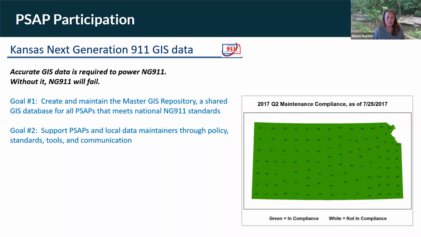One of the first things we did was create the NG911 GIS committee, which has local participation in it as well. As we were creating these standards and policies, we wanted to make sure it wasn't just us telling them what to do. We needed their input and to understand any challenges that might be on their end. So local participation from the very beginning was critical.